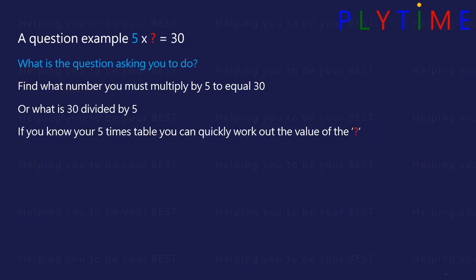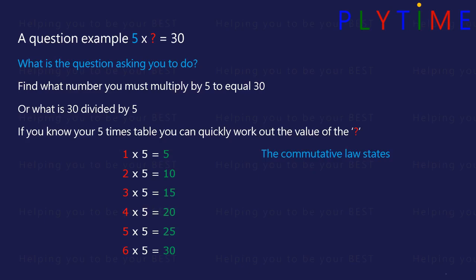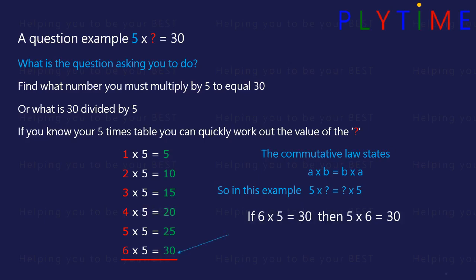1 times 5 is 5, 2 times 5 is 10, 3 times 5 is 15, 4 times 5 is 20, 5 times 5 is 25, and 6 times 5 equals 30. The commutative law states that A times B is the same as B times A. So 5 times something is the same as something times 5. Here, if 6 times 5 equals 30, then 5 times 6 equals 30. So our question mark equals 6.